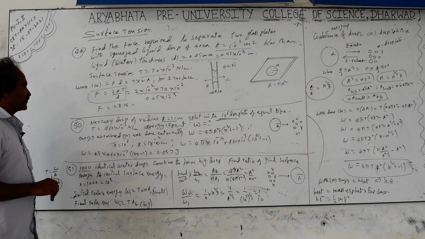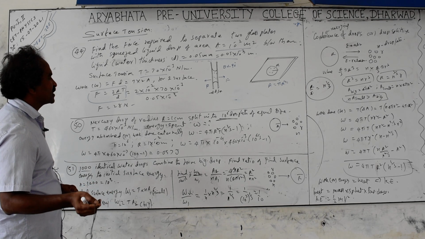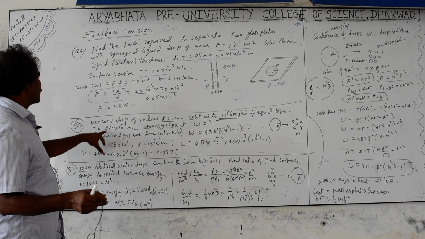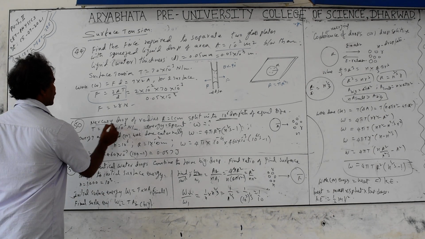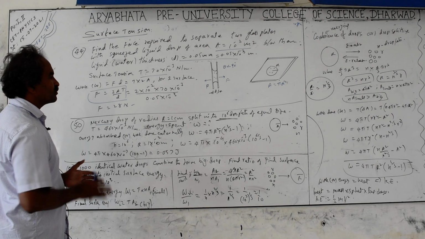Next, question number 50. A mercury drop of radius r equal to 1 centimeter is split into 10 to the power of 6 droplets of equal size. The surface tension of mercury is very high, 460 times 10 to the power of -3 newton per meter. What is the energy required to break it?